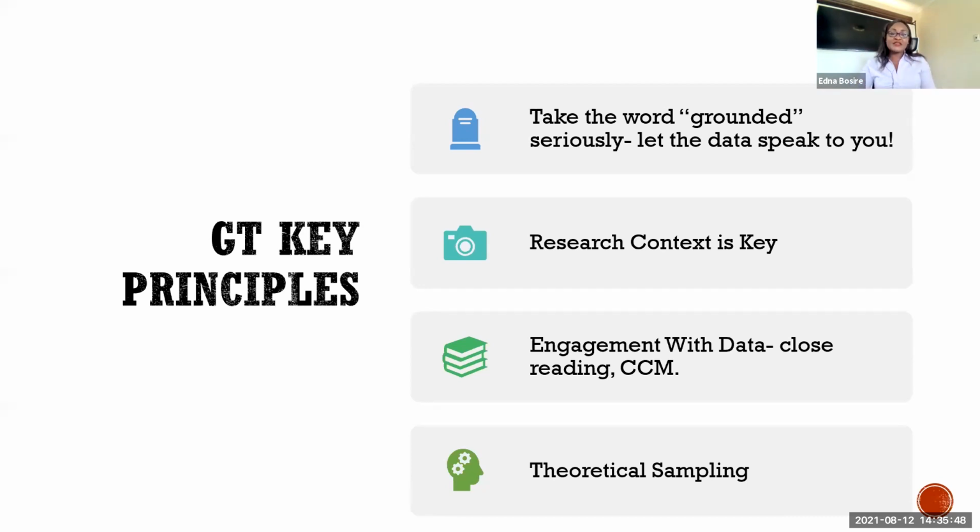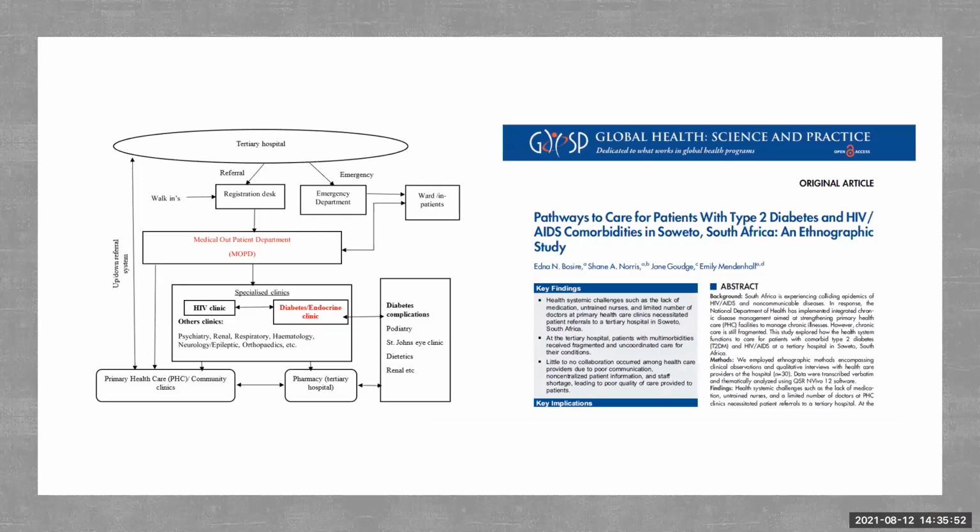And I've also done this from my own experience in Soweto. I did ethnographic work in a hospital setting, and my initial plan was to go directly to the diabetes endocrine clinic because I do a lot of study on HIV and diabetes patients. So I went to the diabetes endocrine clinic. But after staying in this clinic for 4 to 5 months, I realized that there were gaps in my data.